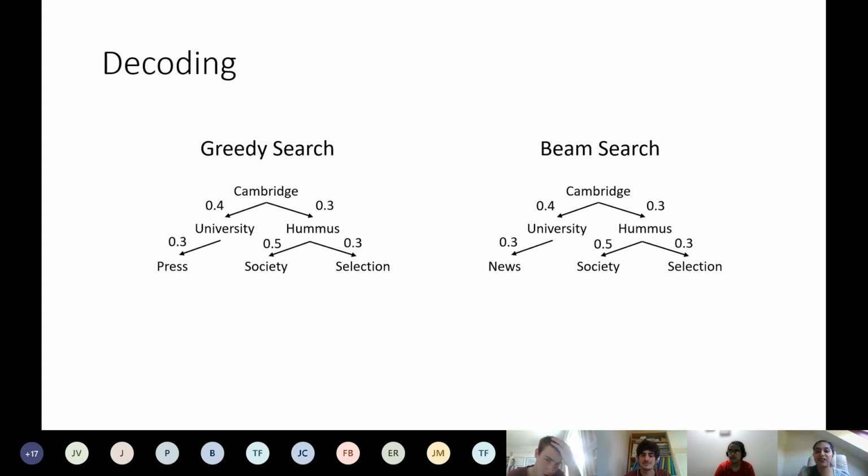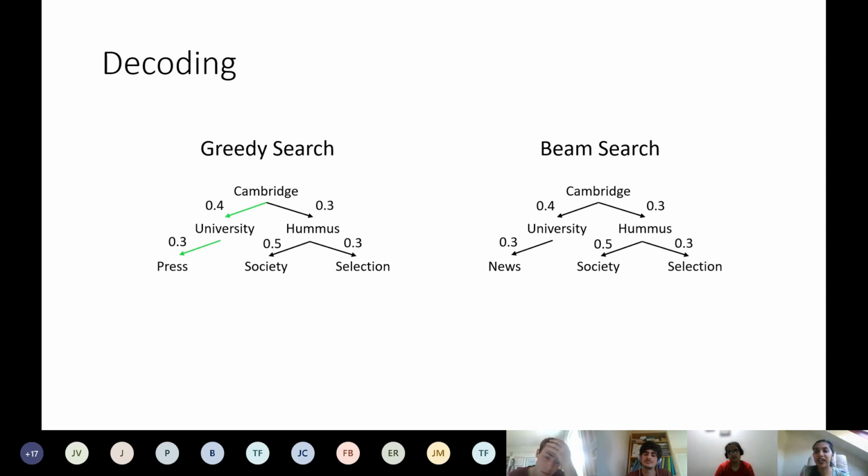So let's say we've got all these words. When we start our sentence with Cambridge, there is a 40% chance the next word is university, a 30% chance it's hummus. If it's university, there's a 30% chance it's press, and so on. If we did a greedy search, we would start at Cambridge. We would then see the highest probability is university, so I'll choose university. Then the highest probability is press. So you'll end up with the phrase Cambridge University Press.